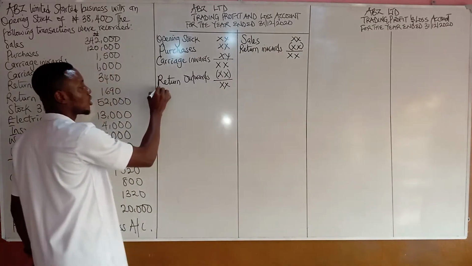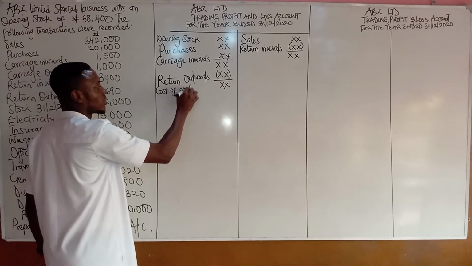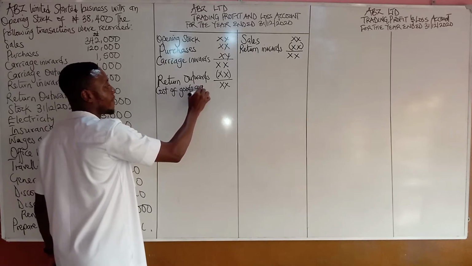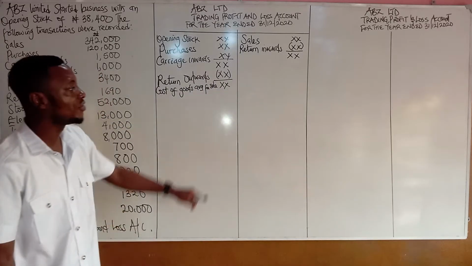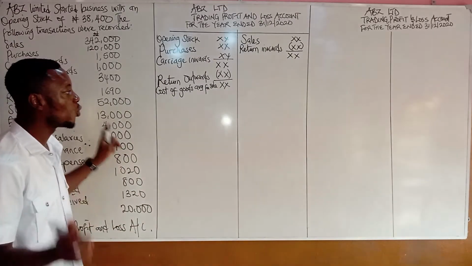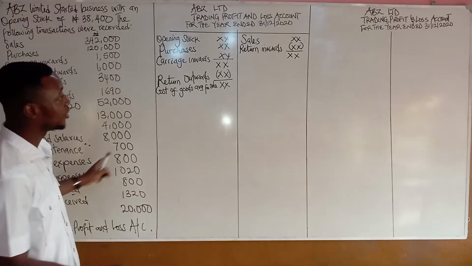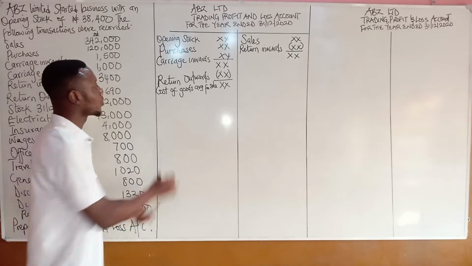Once we have this, this is cost of goods available for sale, meaning the cost of goods you have in your shop that you can sell. Once we've gotten to this place, we have 2 more stops to round up our trading account. You less your closing stock.